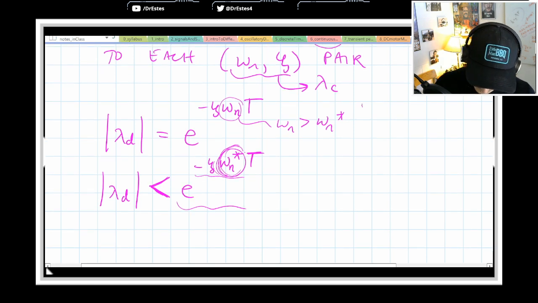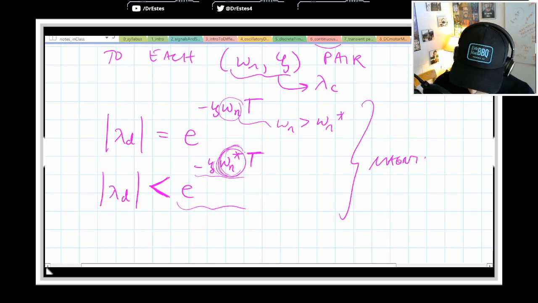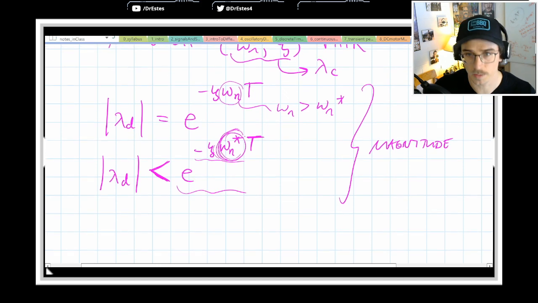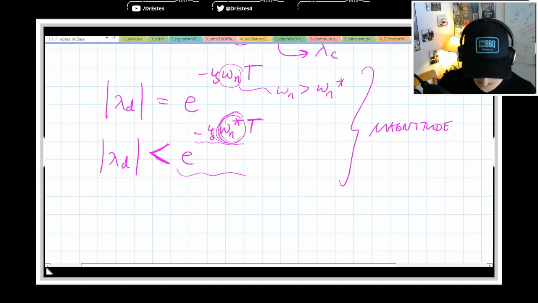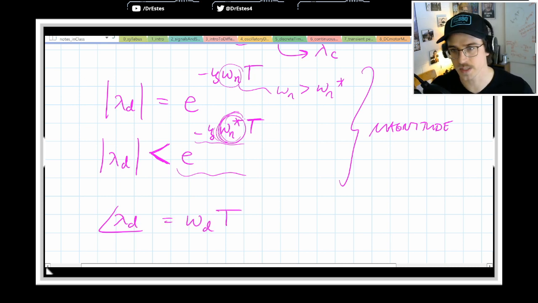So next, this is magnitude. Let's talk about phase, and then we'll draw it. So this is the definition of phase. It's the damped natural frequency times your sampling period.